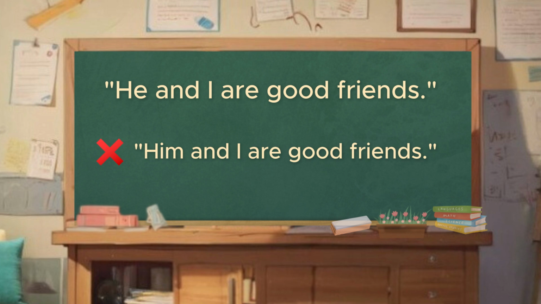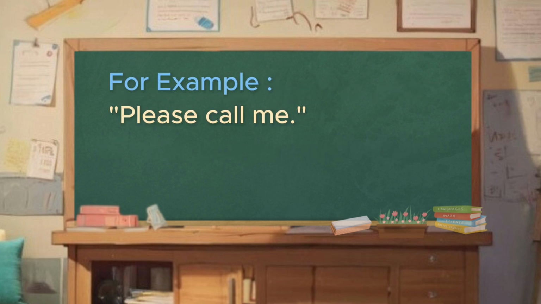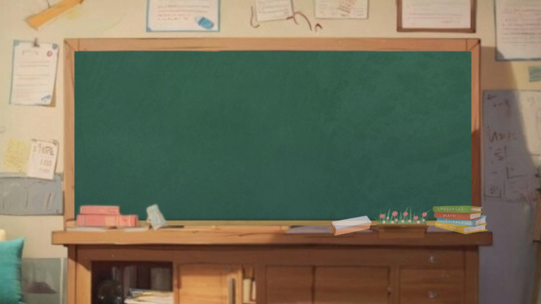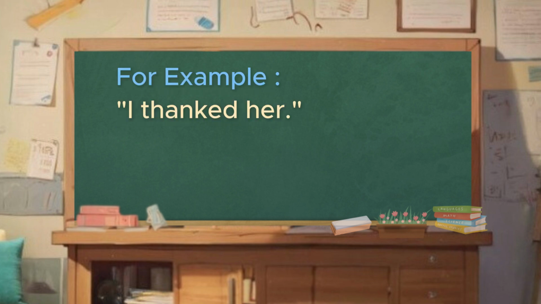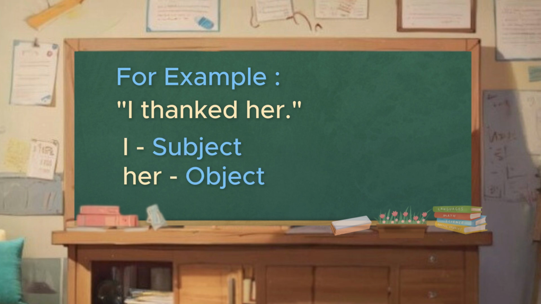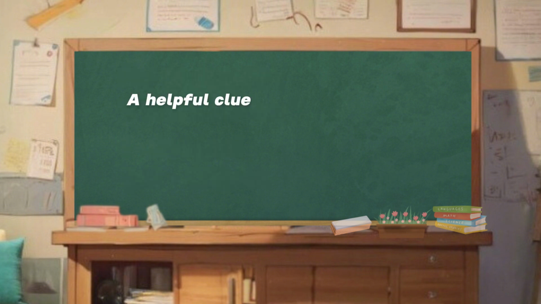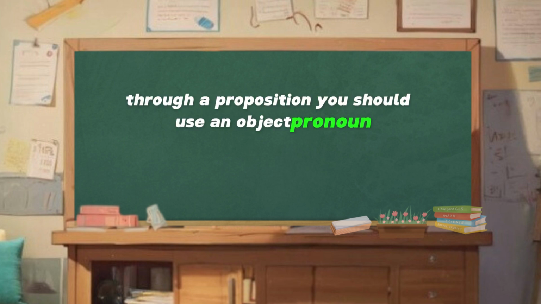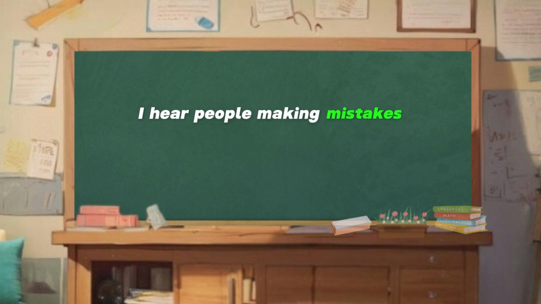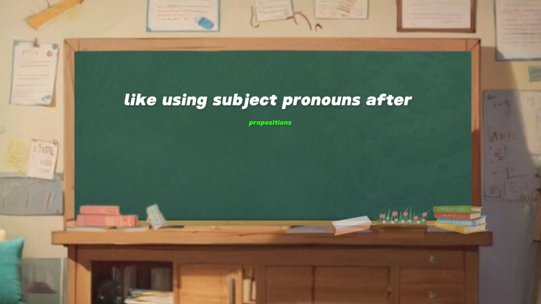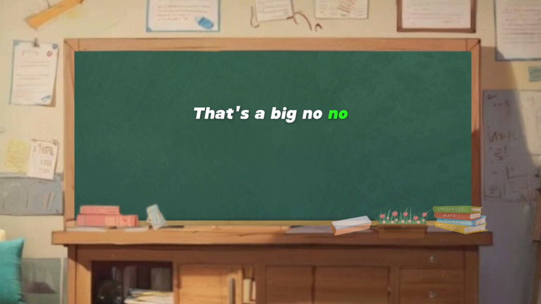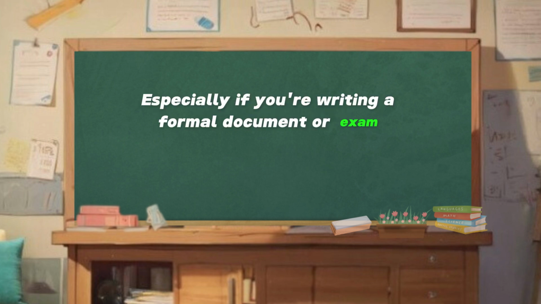Let's look at some examples of object pronouns. Please call me. Here, me is receiving the action of the call. Another example. I thank her. In this sentence, I is the subject and her is the object. You can see how the subject comes first and the object comes towards the end. A helpful clue is when you see a preposition. After a preposition, you should use an object pronoun. I hear people making mistakes like using subject pronouns after prepositions. That's a big no-no, especially if you're writing a formal document or exam.